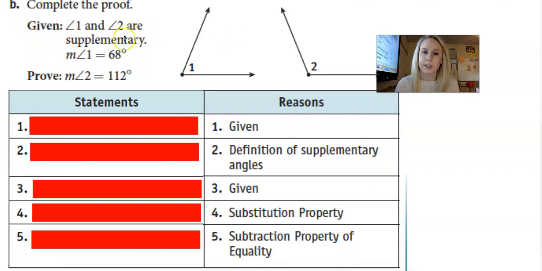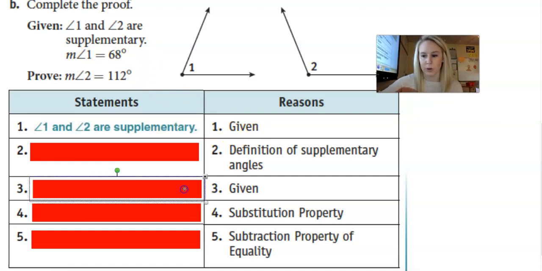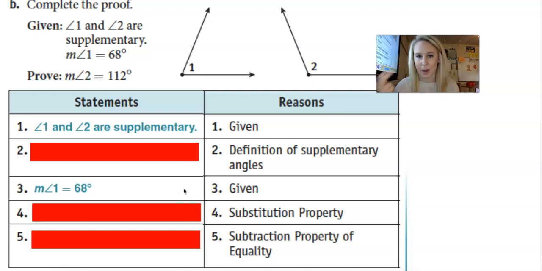Angle 1 and angle 2 are supplementary, and the measure of angle 1 is 68. Prove the measure of angle 2 is 112. Okay? First off, I'm going to do my 2 givens. Boom, boom. The order does not matter. It's totally up to you.